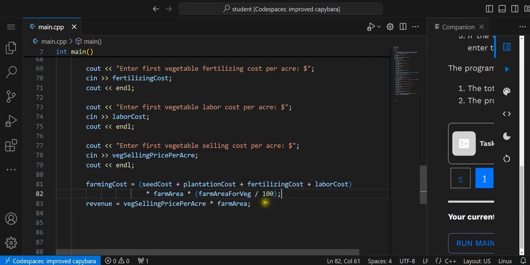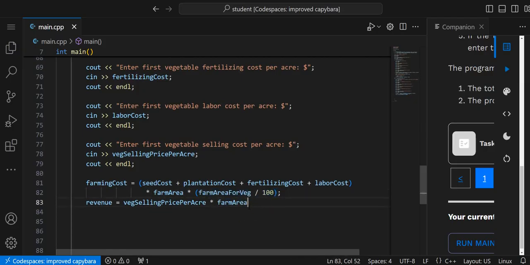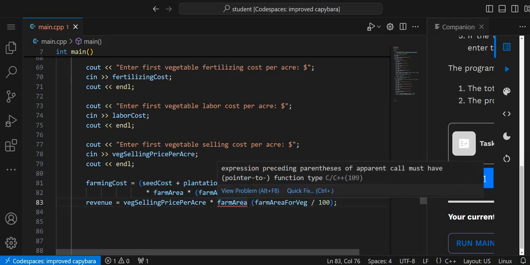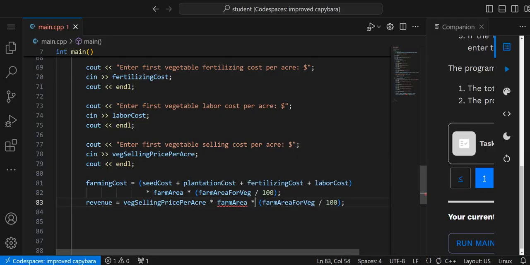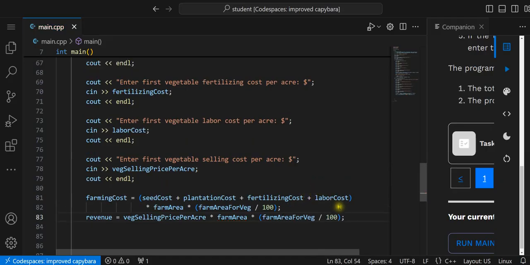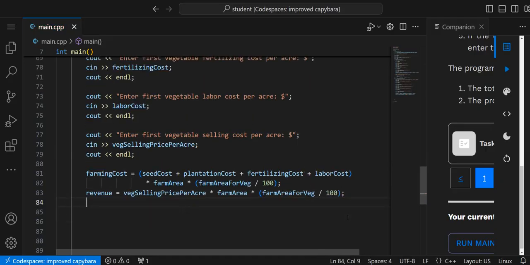Revenue should remain the same. Oh, yeah, just farm area. So we got the same thing for this one. Times. Alright, here we go. Let's go down.